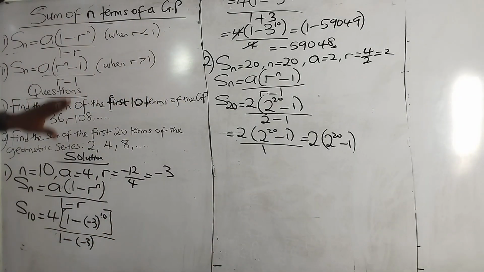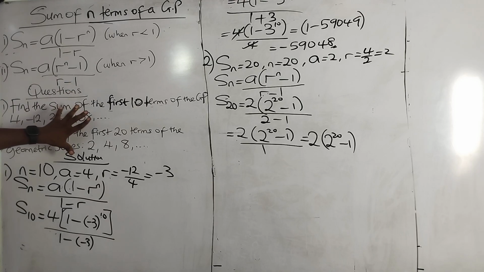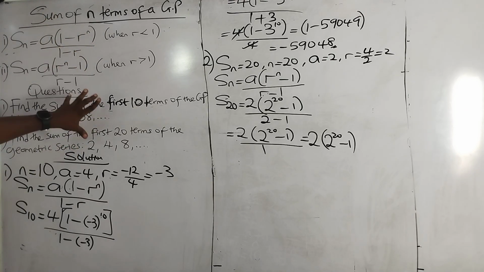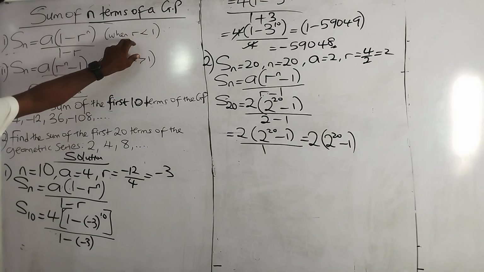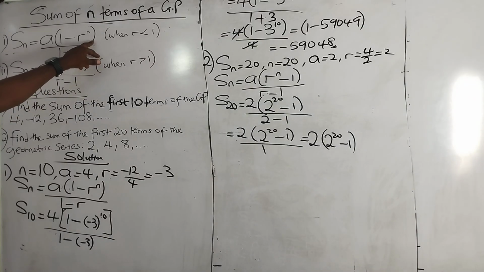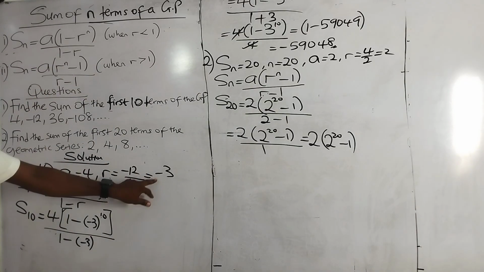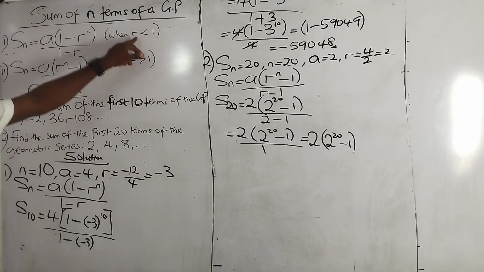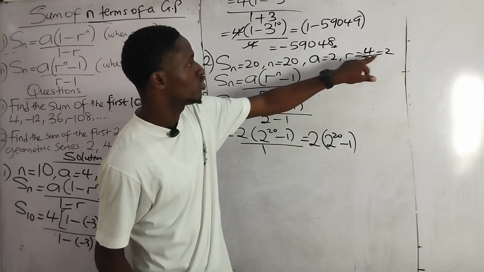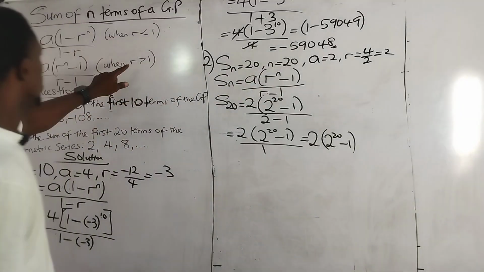So we have been able to solve questions. We have 2 questions here and we have 2 formulas. We gave a question that showed how to use the first formula, and we also gave a question that showed how to use the second formula. Why do we use the first formula here? Because the common ratio is less than 1. The common ratio here is -3, and -3 is less than 1. Why do we use this one here? Because the common ratio, we got it as 2, and 2 is greater than 1.